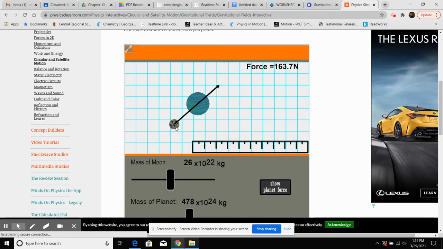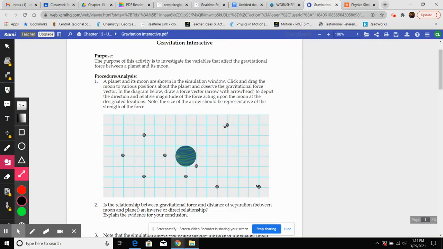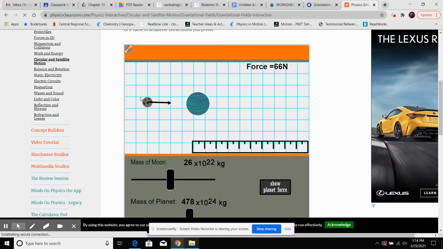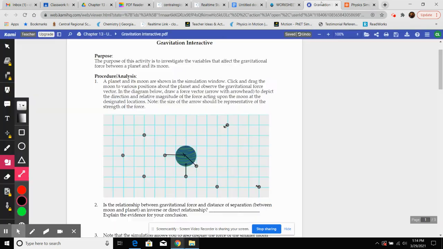With the close ones, you get a very big vector. So the closer they are, the larger the vector. It shows it almost going through the planet, but I'm not going to go into that crazy a detail. The idea is so you can get the understanding that the closer these things are to each other, the greater the gravitational force appears to be via the vector. Okay, as we get farther away, they get smaller.